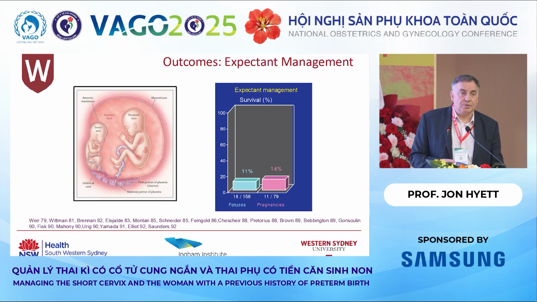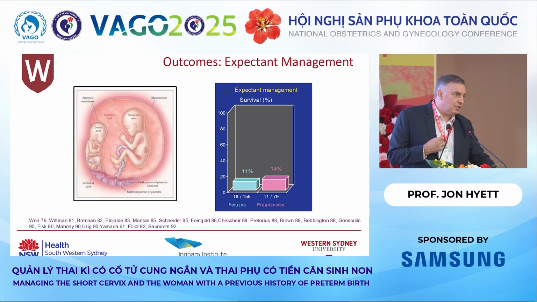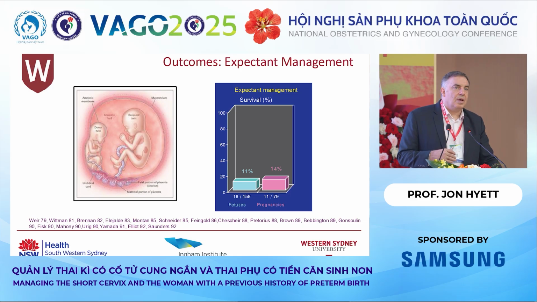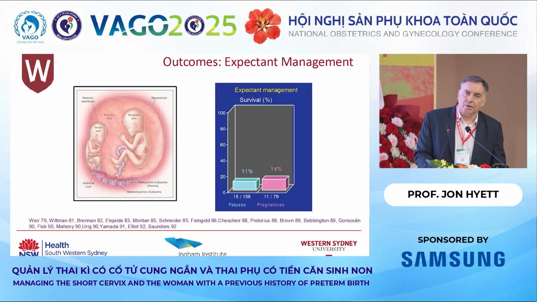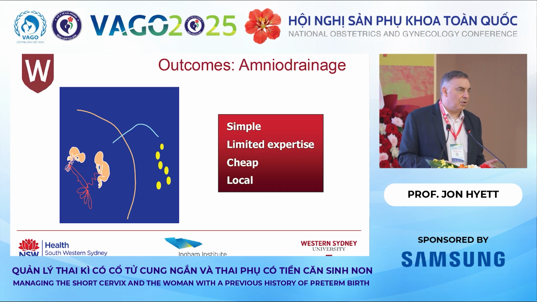So what treatment options do we have? When I started doing maternal fetal medicine, we had 2 treatment options. One was expectant management, and the other was amniocentesis. So with expectant management, we identified that your chance of taking a live baby home was about 5 to 10%.